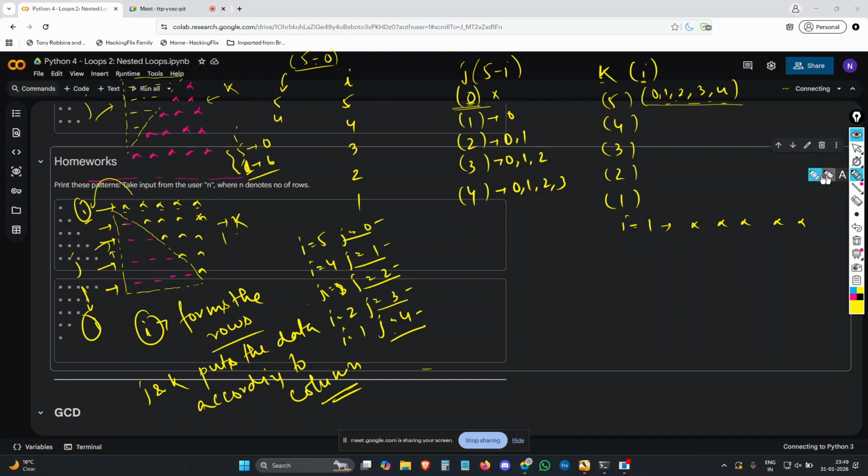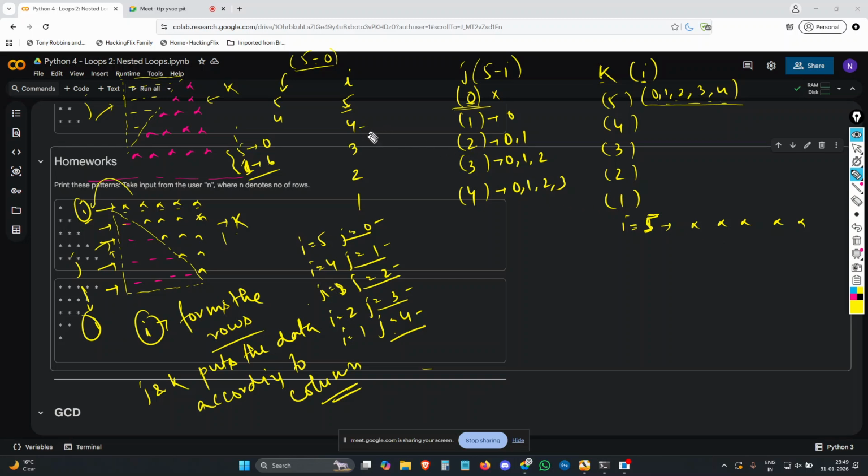Is this clear? Tell me. I is equal to 1... no, I equals 5. That means it is the fifth. Okay, for I equals 5, 5 stars. Right? This is clear?